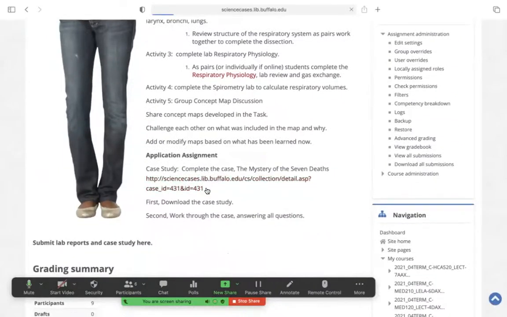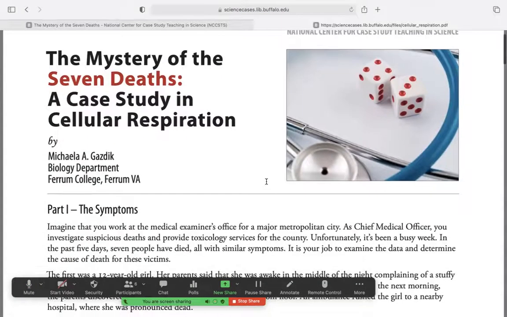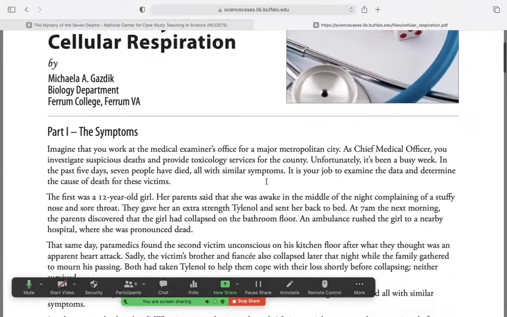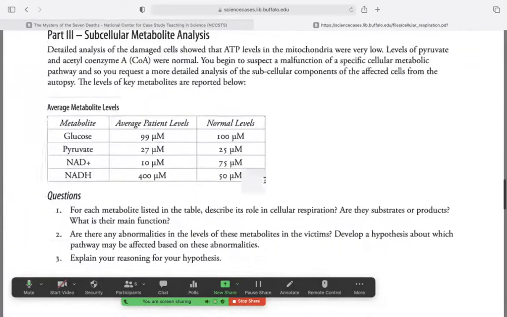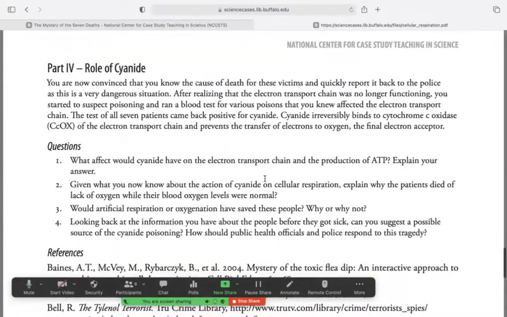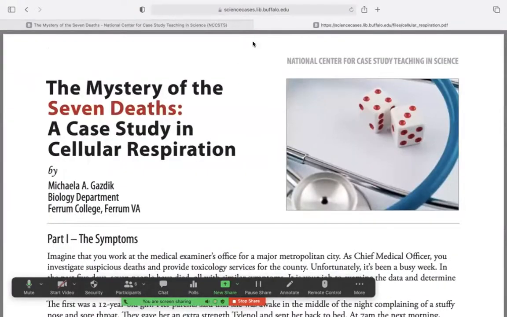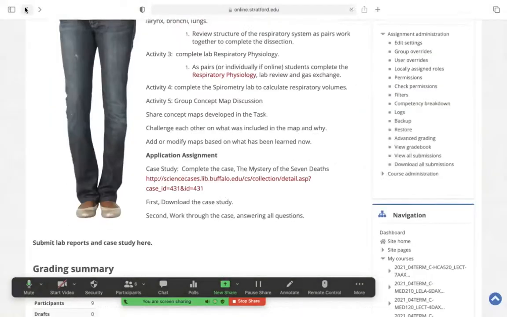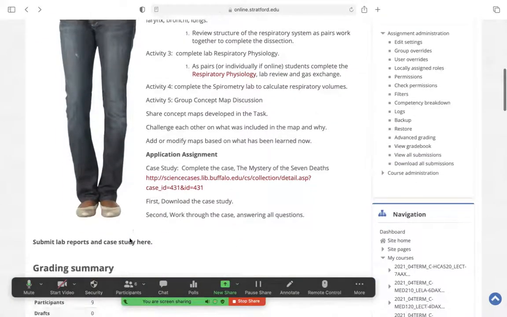So let's look at the case, which is due next week. Mystery case study in cellular respiration, section 1, section 2. Yeah, do all 4. It's quick. There's only 3 or 4 questions each. So again, to repeat, case study for lesson 7, due next week, do all questions. And again, like I said, just short answers.